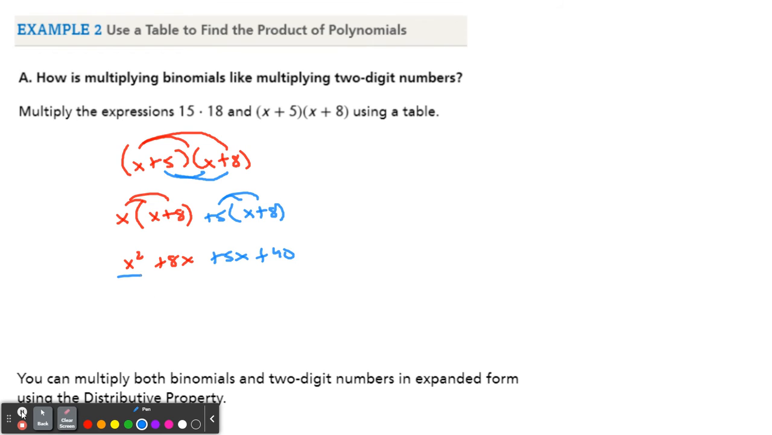And now we just combine the like terms. There's only one squared term, so that's x squared. Then we have 2 x terms. 8 and 5 make 13. Just do as it says. Notice the exponent doesn't change. And then the 40 is the only constant term.